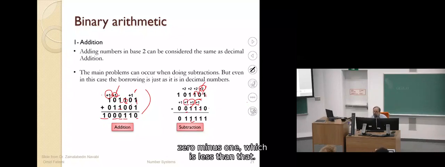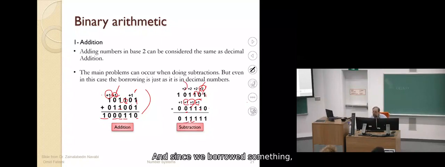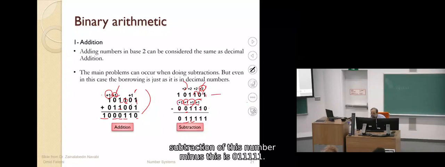Again, 0 minus 1, it is less than that. So we have to add plus 2 to that. So 10 minus 1 is 1. And since we borrowed something, we have to add to this digit. Plus 1 plus 0 is 1. 1 minus 1 is 0. And that's it. 1 minus 1 is 0. So the result of subtraction of this number minus this is 0, 1, 1, 1, 1, 1.